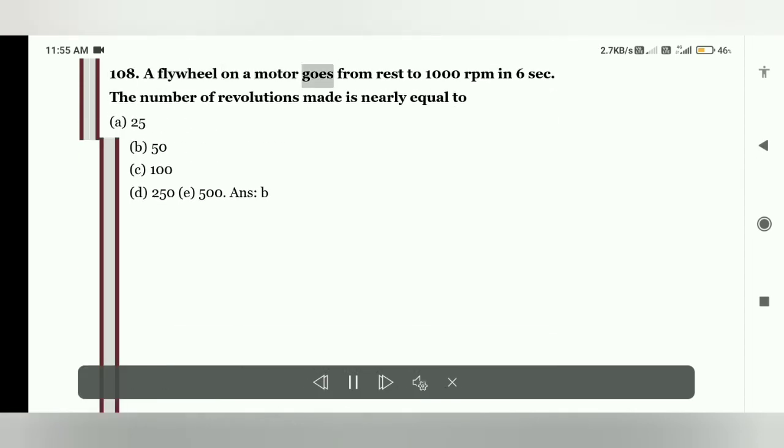A wheel on a motor goes from rest to 1000 rpm in 6 seconds. The number of revolutions made is nearly equal to: 25, 50, 100, 250, E, 500. Answer B.